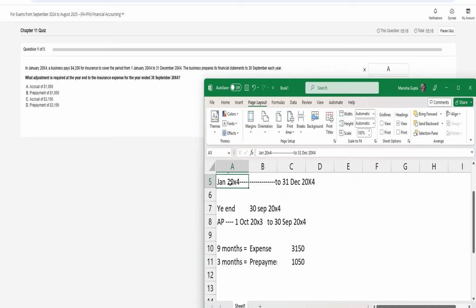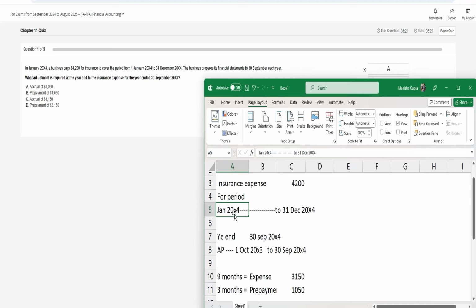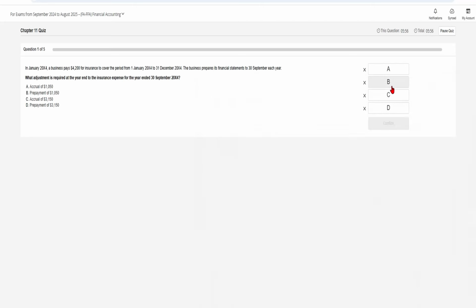If the question had said this payment was up to June, that Jan to June, in that case how many months are still remaining in our accounting period? June, July, August, September, October. So 4 months are still remaining towards our accounting period, right? So in that case these 4 months are accrual, and we need to book these 4 months' expenses as accrual in our books of account. That means we have taken the services but we have not paid the amount yet. So this will be the case for the accrual and the prepayment. So our answer is B.